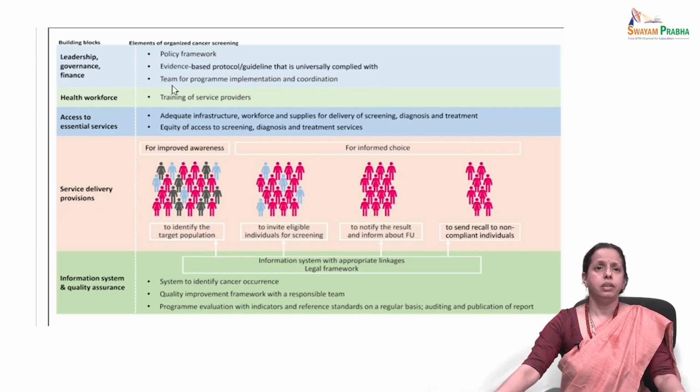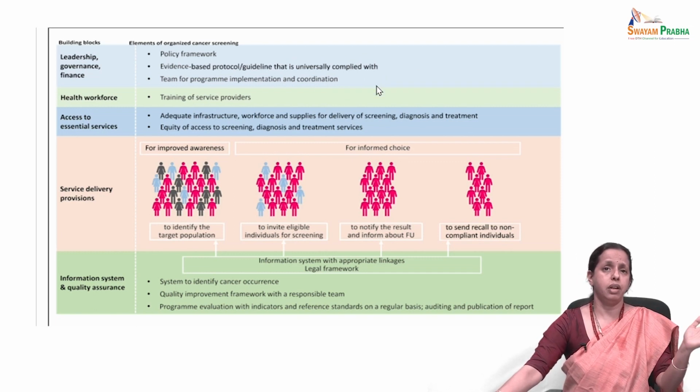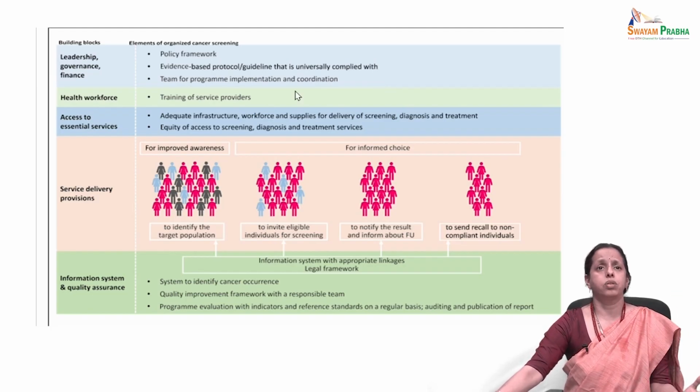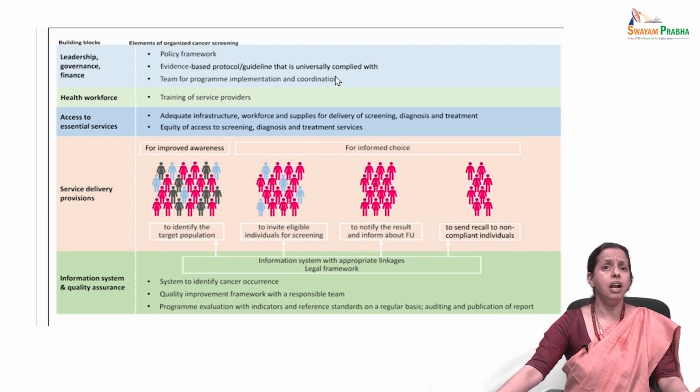Then how do you have a team? Do you have a hierarchical, structured team for implementation and coordination of the screening? For example, you want to screen say 20,000 women in this particular region or in the whole state of Tamil Nadu. Do you have proper program guidelines, implementation and coordination?